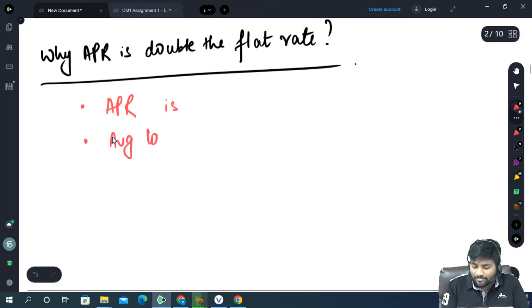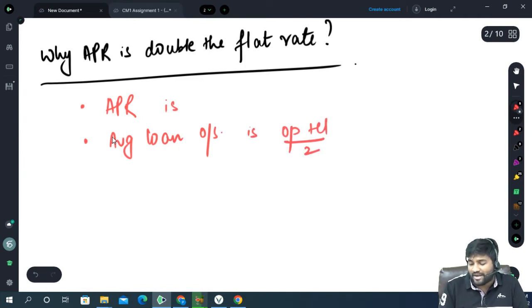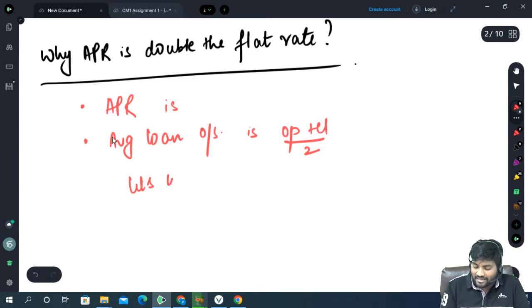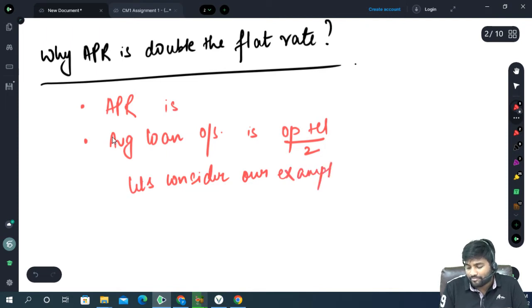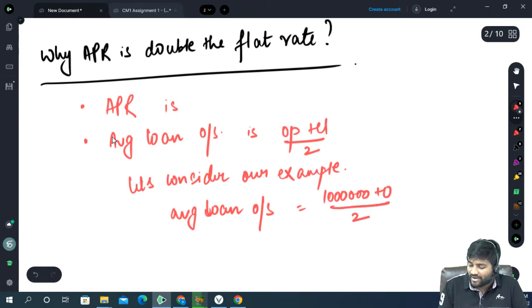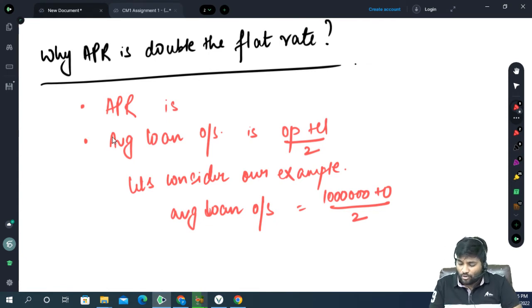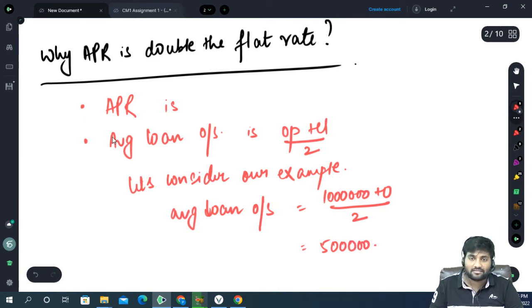Next bullet, average loan outstanding is opening plus closing divided by 2. Let's consider our example. Average loan outstanding is 10 lakhs plus 0 divided by 2, because at the start of 5 years, when the loan was taken, the loan outstanding was 10 lakhs, and at the end of 5 years, when the loan was repaid, the loan outstanding was 0. So the average loan outstanding is 5 lakhs.